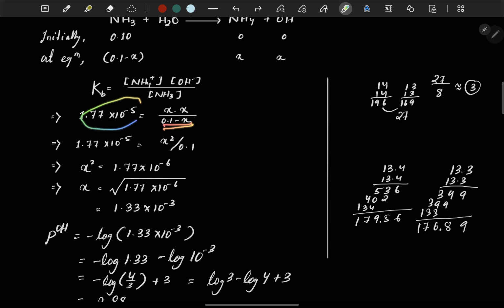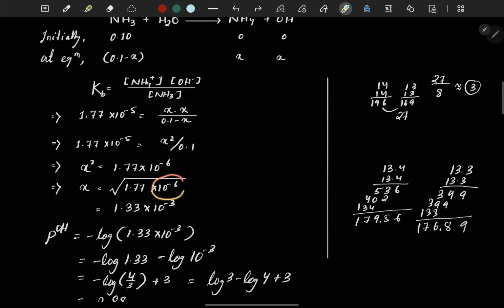Here we can see the value of Kb is a multiple of 10^-5, which is very small, and as the value is less than 10^-3, we can say the reaction has just started. So this X must be much less than 1, and 0.1 minus X will be nearly equal to 0.1. So when 0.1 is multiplied on the left hand side, it becomes 1.77 × 10^-6. Now we have to find the value of X, which is the square root of 1.77 × 10^-6.